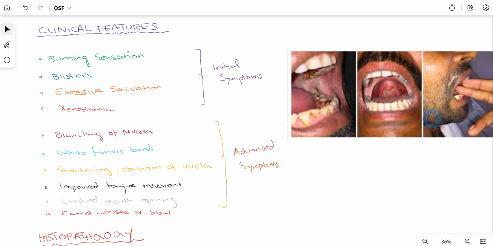Now, as you can see in this clinical picture, the mouth opening of the patient is very much limited. Only 2 fingers normally go inside the patient's mouth. Normally in normal patients we have at least 3 fingers going, but in this OSF patient, you can see there are only 2 fingers going. So there is limited mouth opening, and since this patient cannot open his or her mouth properly, there will be difficulty in whistling or blowing.